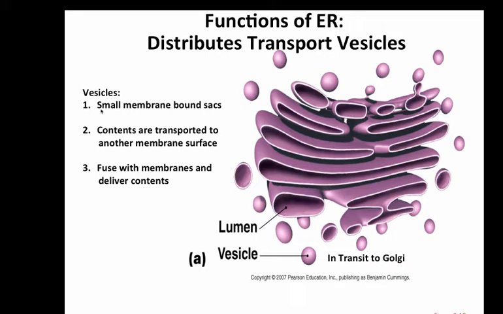So what are vesicles? Vesicles are small membrane-bound sacs, you see here. The contents within the vesicles are transported to another membrane surface. And also, these vesicles can fuse with membranes and deliver their content. So what you're seeing here is vesicles being formed, and then they're budding off, and then traveling to their destination. This is one vesicle here that's in transit to the Golgi.